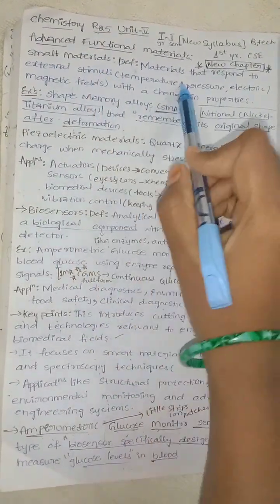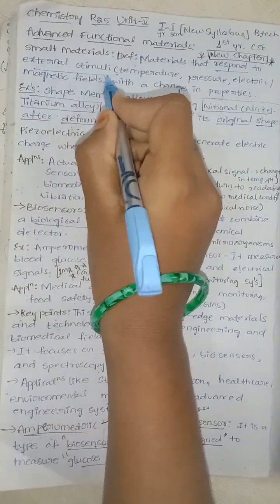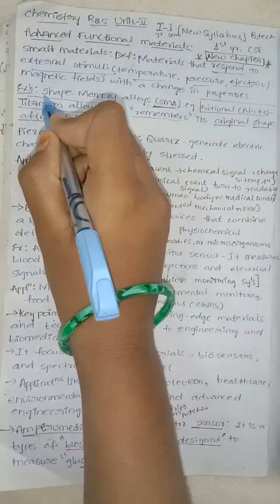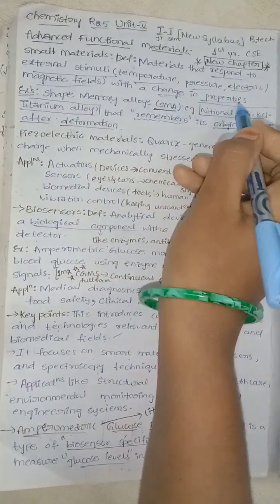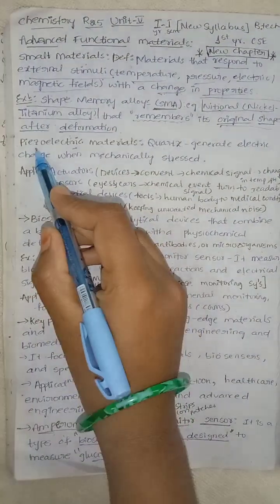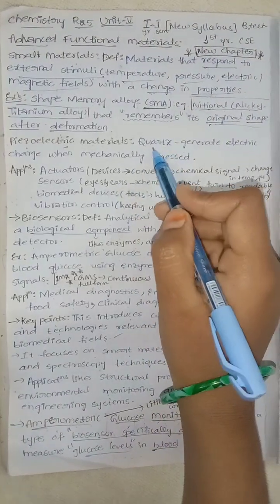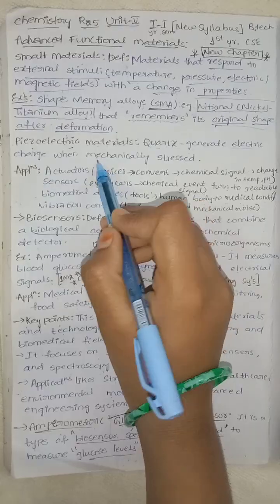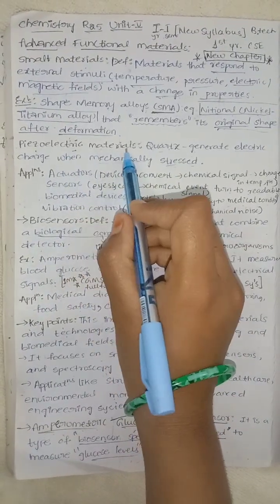These are the materials that respond to external stimuli. A stimulus is a change in temperature, pressure, electric field or magnetic field, and a material that changes its properties in response is known as a smart material. Piezoelectric materials are materials that generate electric charge when mechanically stressed.